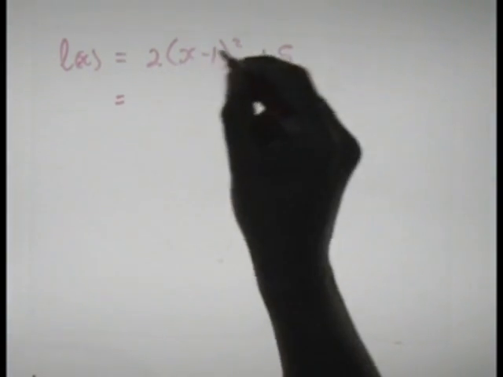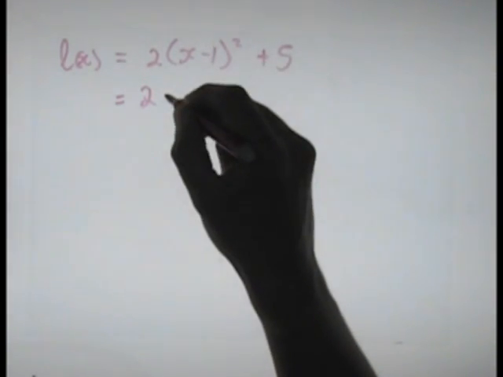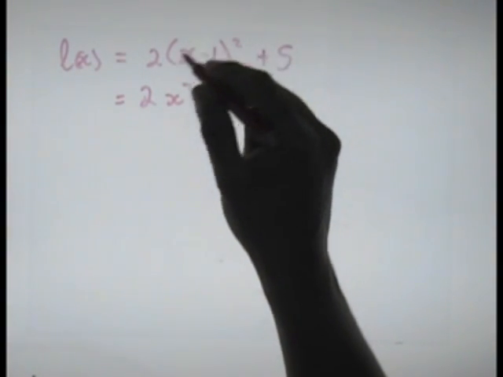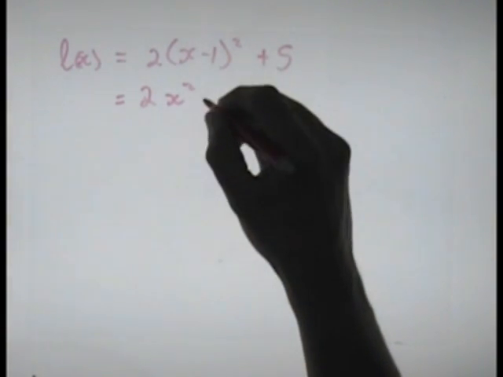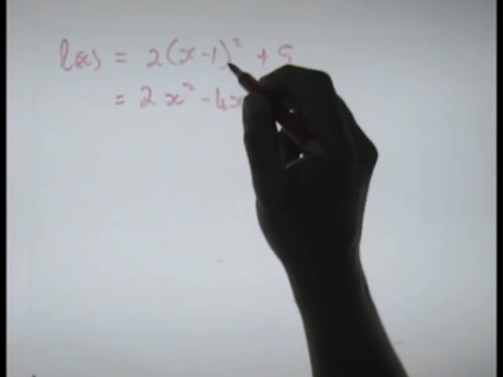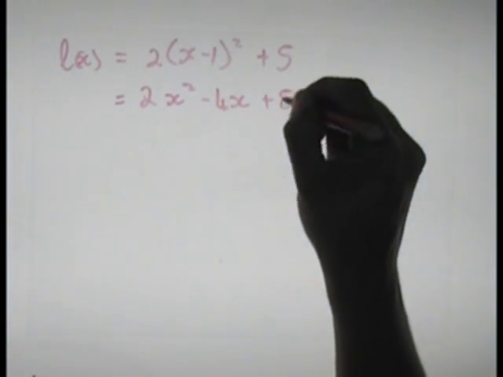Easy way to do that, I'm just going to multiply that out. That's going to become x squared times 2, which is 2x squared, minus x is minus 2x, times 2 is minus 4x. Minus 1 squared is positive 1, times 2 is positive 2, plus 5 is positive 8.